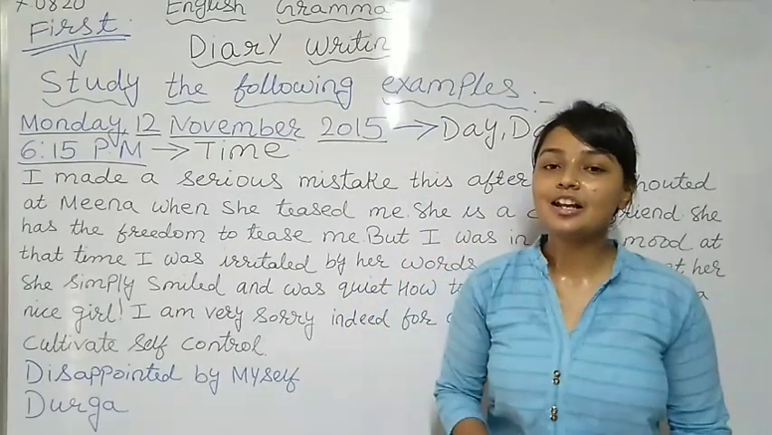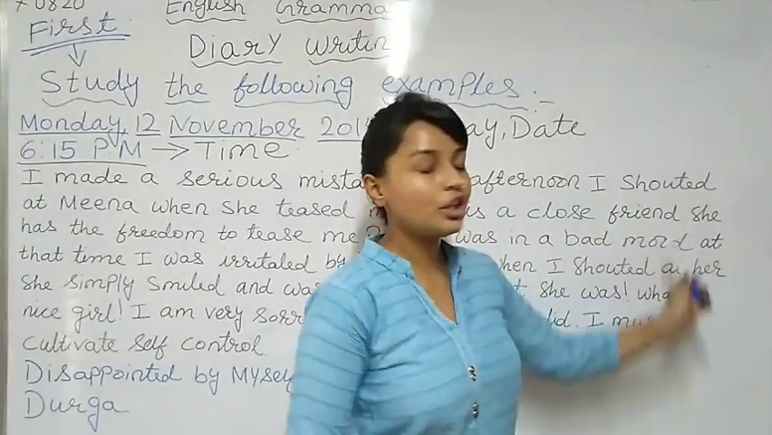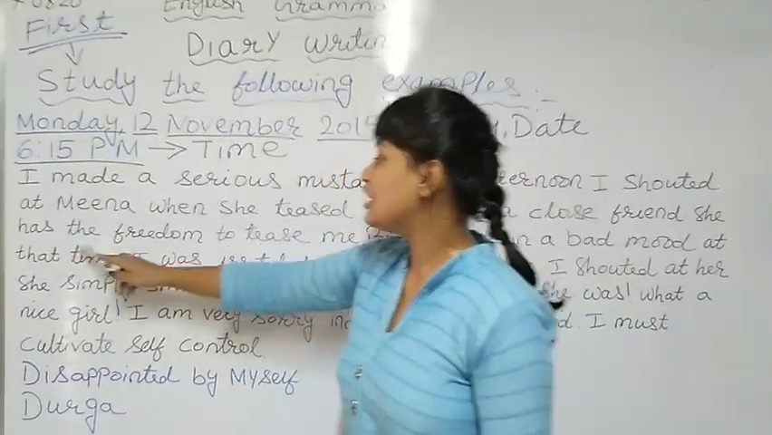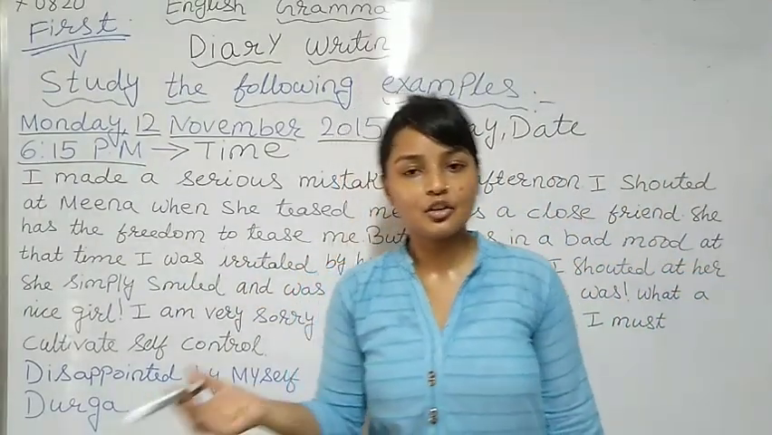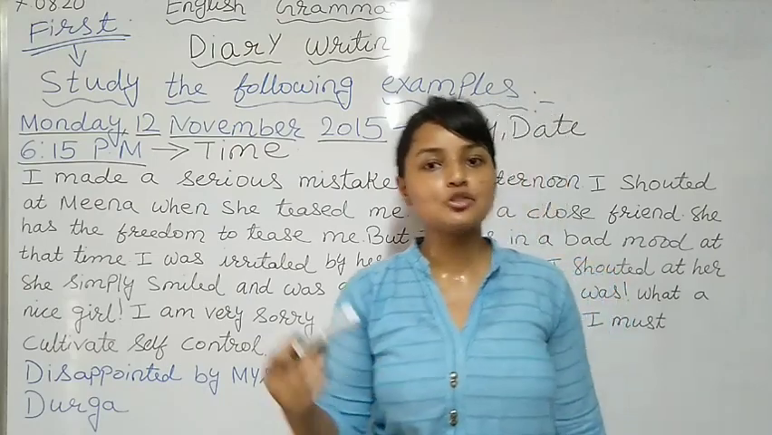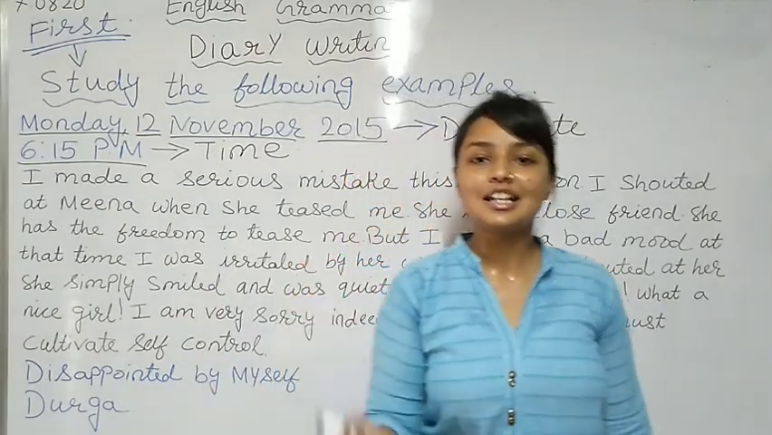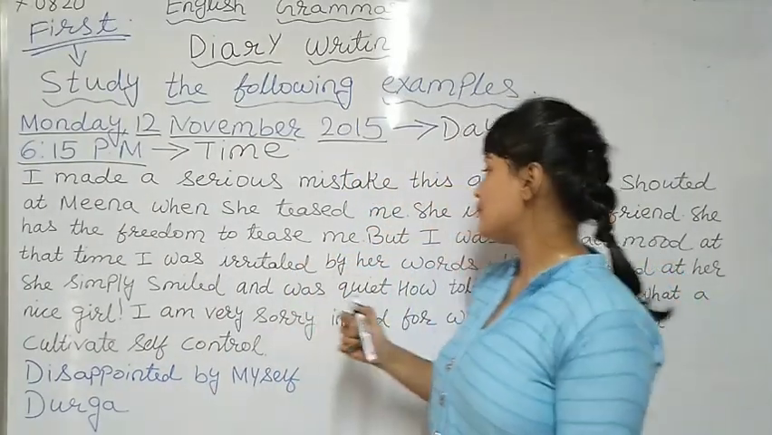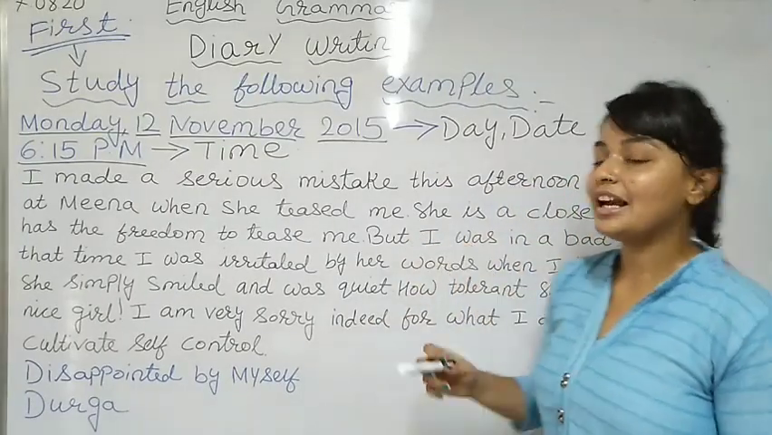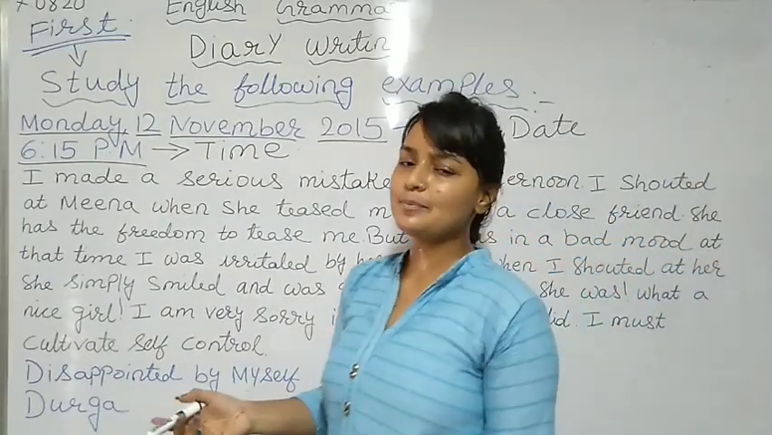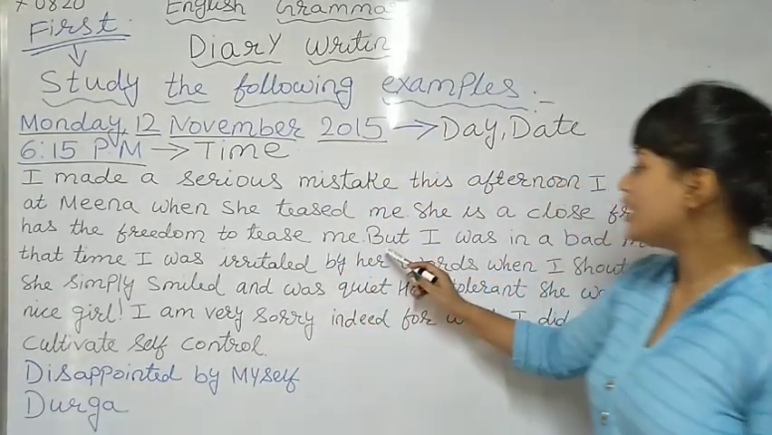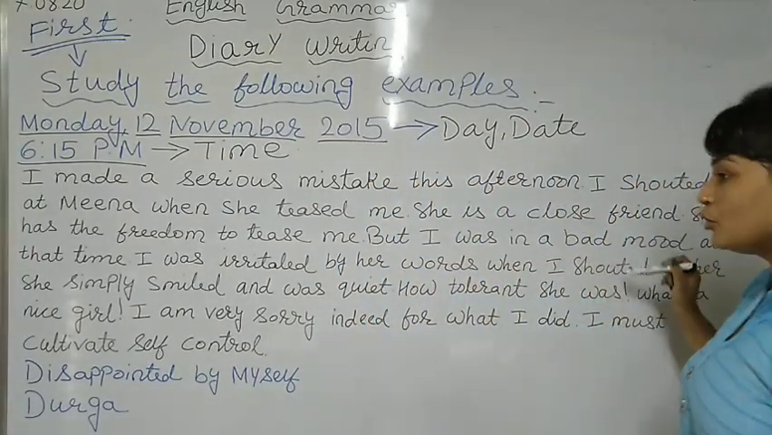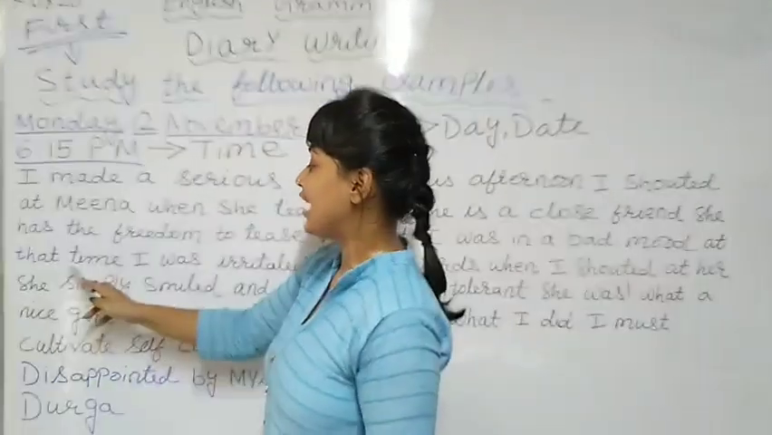She is a close friend. Means she is a very close friend. She has the freedom to tease me. Obviously, a close friend will always tease you. आपको आपके जो close friend है वो हमेशा tease करेंगे, right? So that's the point. She told that my close friend will tease me each and every time. She has that authority.